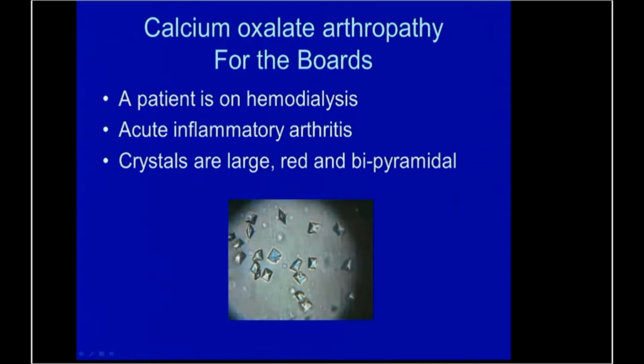For the sake of the exam, that's going to be a patient who is on hemodialysis, acute inflammatory arthritis, and the crystals are large, red, and bipyramidal. Look at this, like two pyramids connected to each other. So calcium oxalate arthropathy is a hemodialysis patient complaining of acute kind of inflammatory arthritis. You draw some of the fluids. What are you going to see under microscopy? Bipyramidal crystals, which are large and red in color. Okay? Hemodialysis patient.